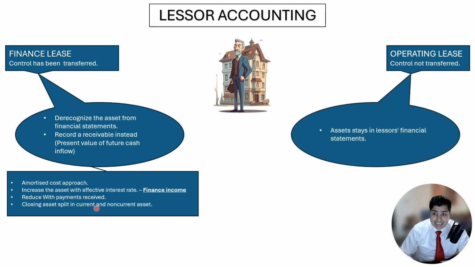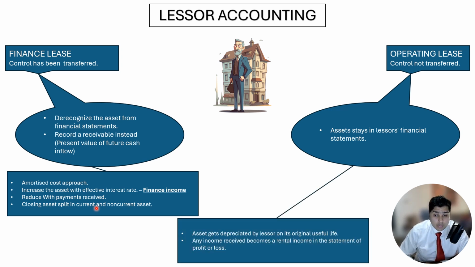Talking about operating leases, where the control is not transferred, the lessor will retain the asset in their financial statements, and the lessor will be depreciating the asset in their financial statements as well. Then any income which they receive from leasing out this asset will be simply recorded as debit cash, credit rental income. It's a simple rental income in the lessor's financial statements. Once again, this is a summary video, not teaching you the concepts, just revising them with you.